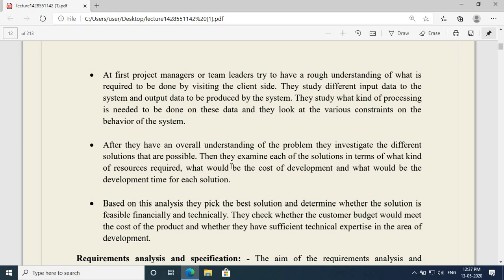And how many people are required for developing the software. Based on this analysis, they pick the best solution and determine whether the solution is financially or technically feasible or not. They check whether the customer budget would meet the cost of the product and whether they have sufficient technical expertise in the area of the development.